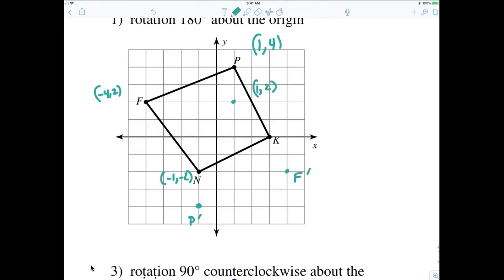Yeah. And then K would be what? 3, 0. So 180 would be, yes. And that was kind of the easy one because if you're on an axis, it's just going to move over to the other side. Does everybody see that, right? Isn't that easy? Now, let's connect those dots.